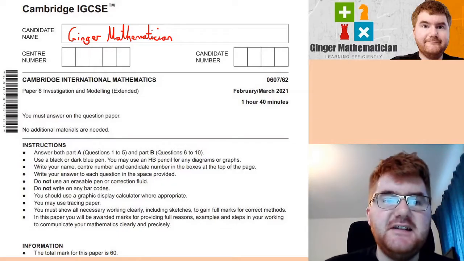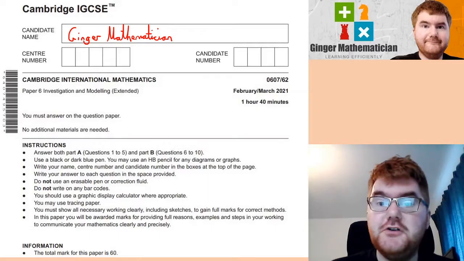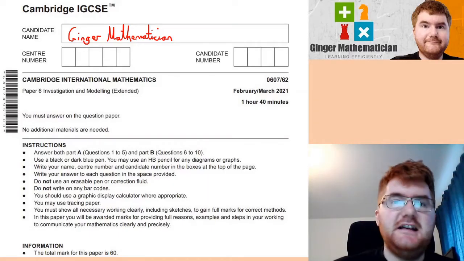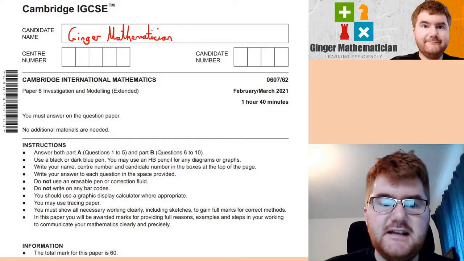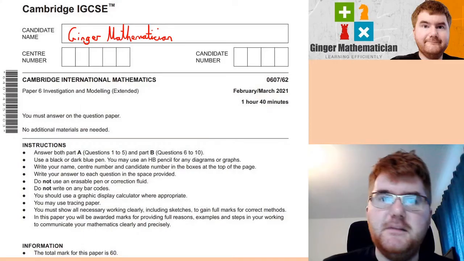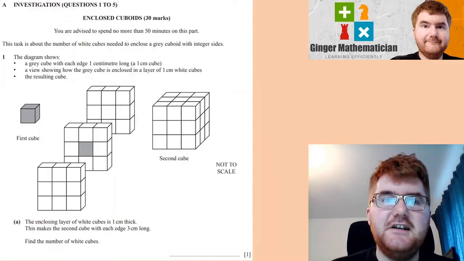We're going to go through the Paper 6 investigation part of this particular Paper 6 from March 2021, which is 1 hour and 40 minutes long in total, and it will take us 50 minutes for the investigation part. The whole paper is out of 60, but the part we're going to do today is out of 30. Let's get started.